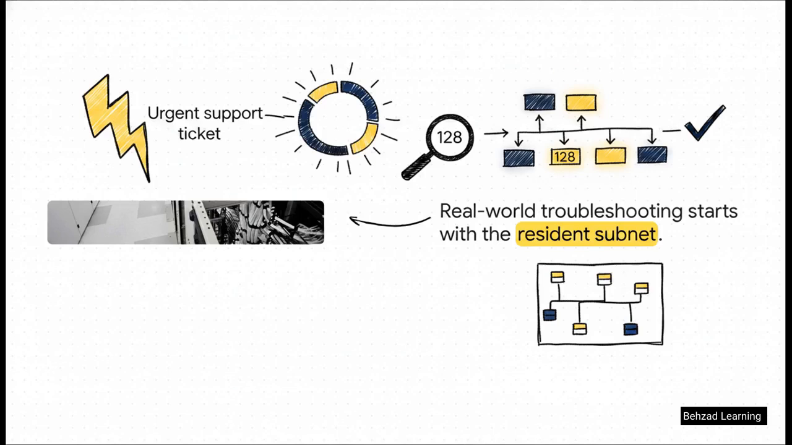Now, physically tracing cables wasn't going to help me here. I had to instantly run the magic number in my head. 256 minus 192 is 64. So my subnets are 0, 64, 128, 192. 150 falls perfectly right between 128 and 192, so the resident subnet ID is 172.16.128.0. That instantly told me exactly where to look in the routing table to fix the issue.